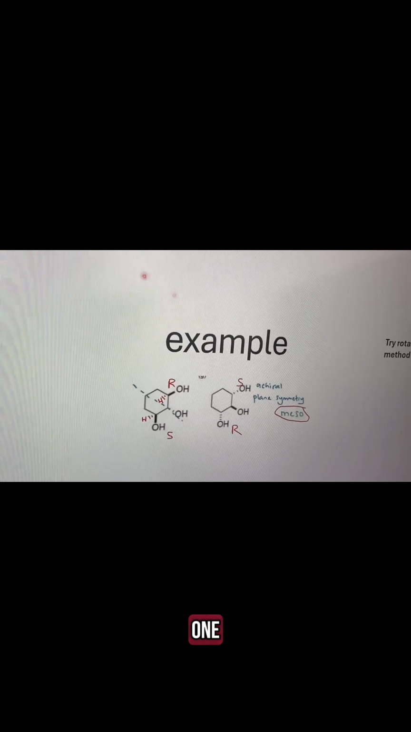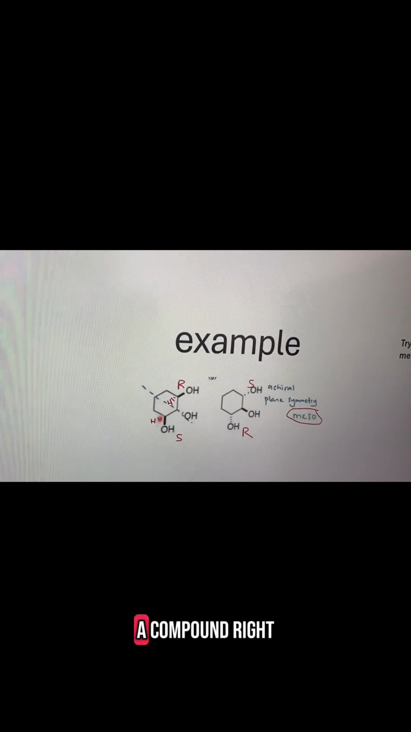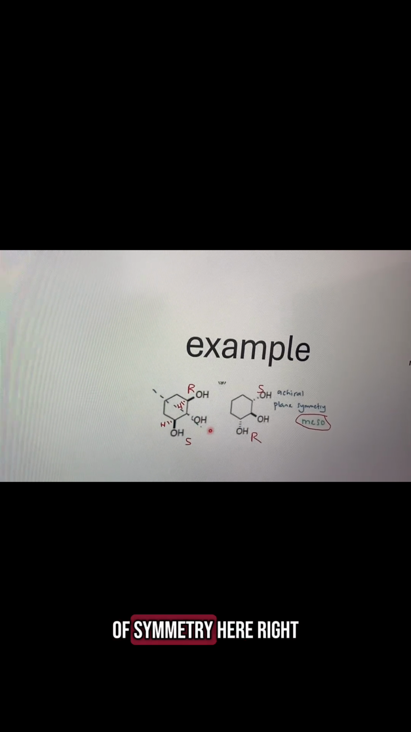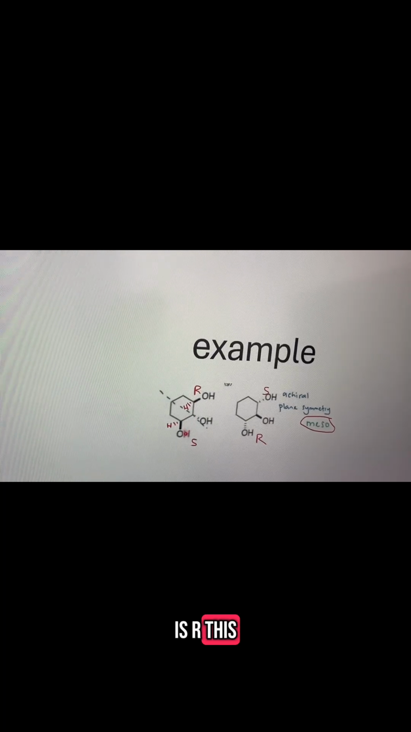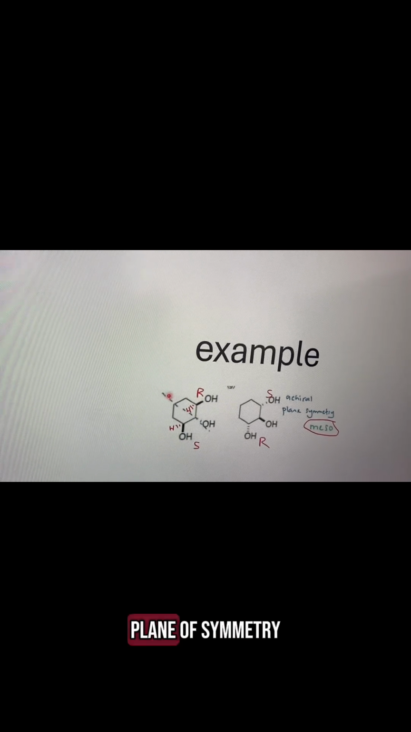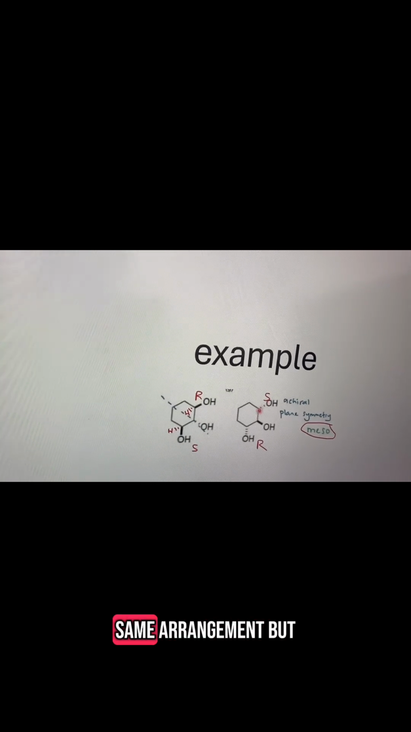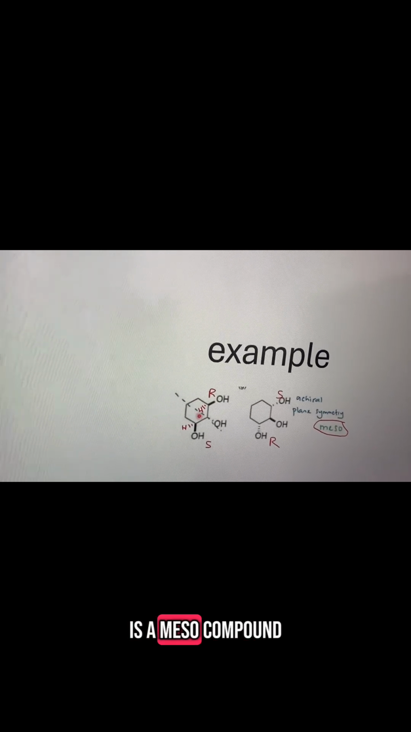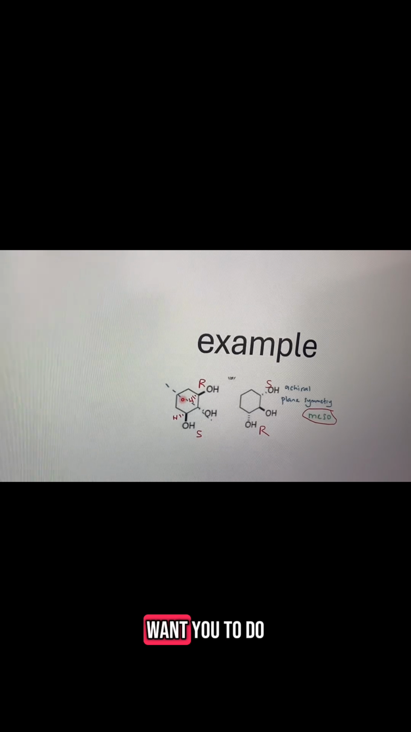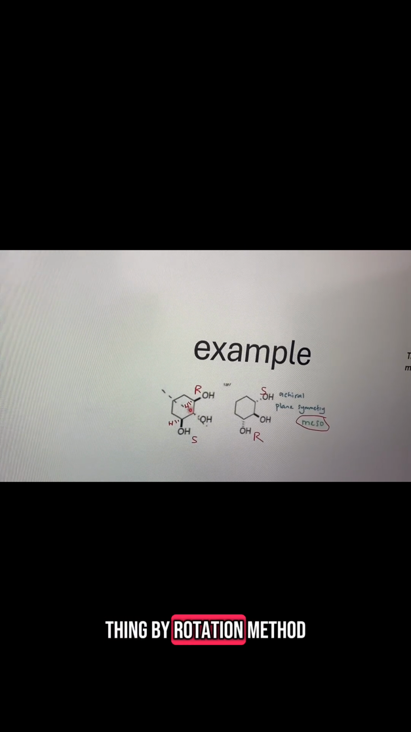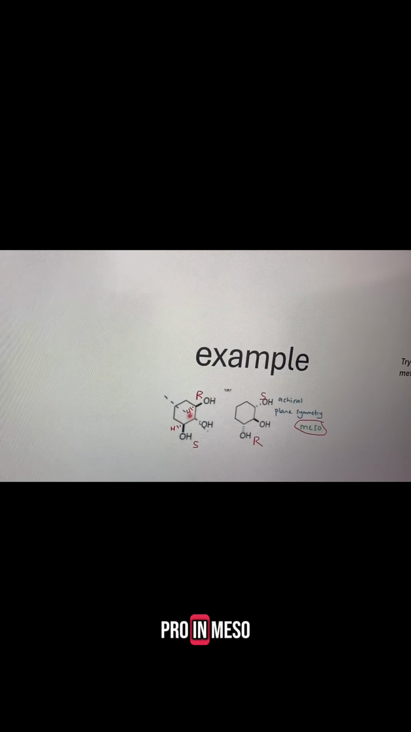Okay, how about this one? This is a compound, right? You can draw a diagonal plane of symmetry here, right? So this one is R, this is S. This one is not a chiral center, by the way, only this one and this one. So this is R, this is S, there is a plane of symmetry, and the opposite image has the same arrangement but a different configuration. So yes, same compound, and this one is a meso compound. What I want you to do is an exercise: try to verify the same thing by the rotation method. I hope you guys are pros at meso compounds now.